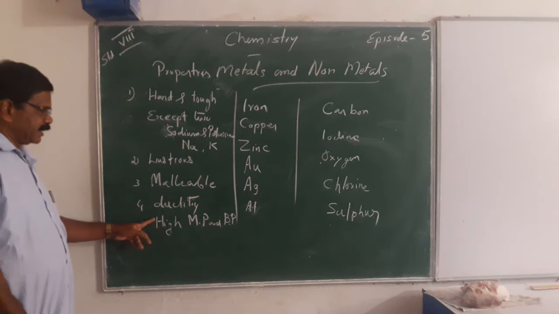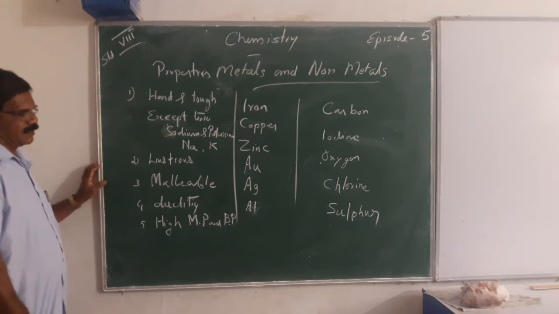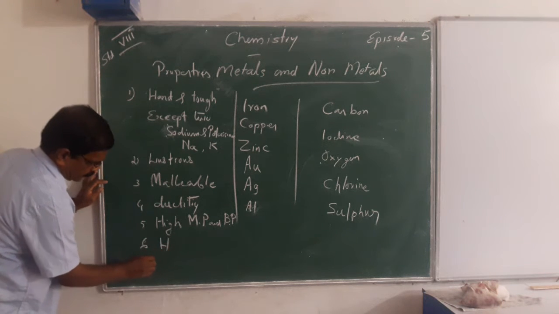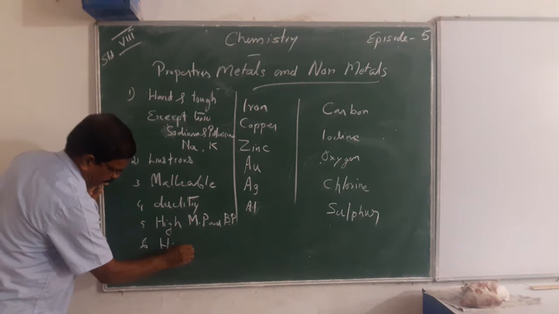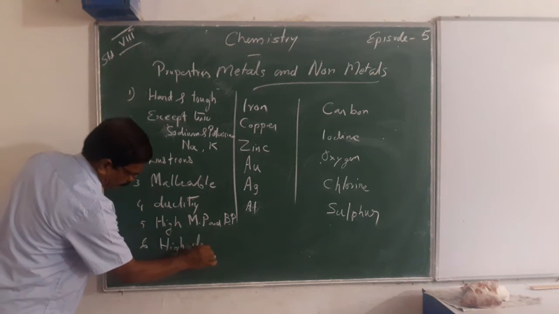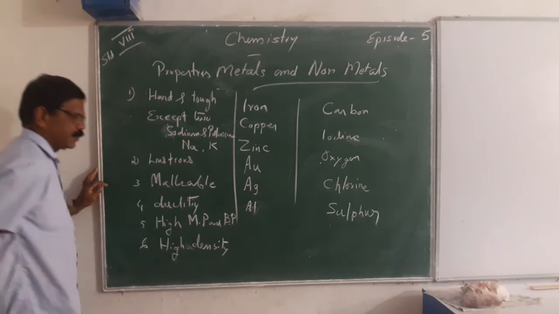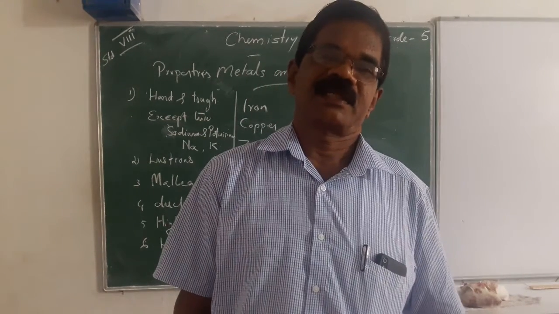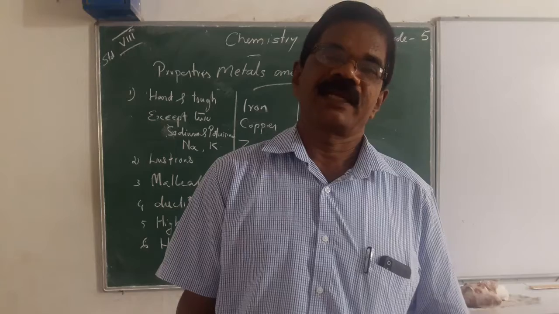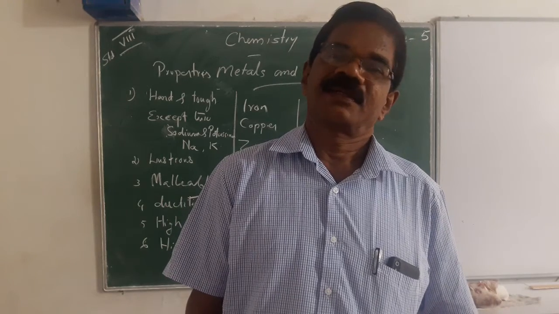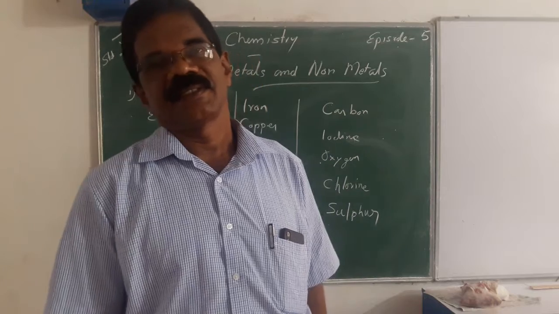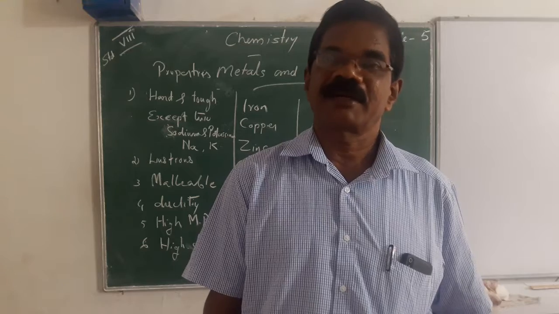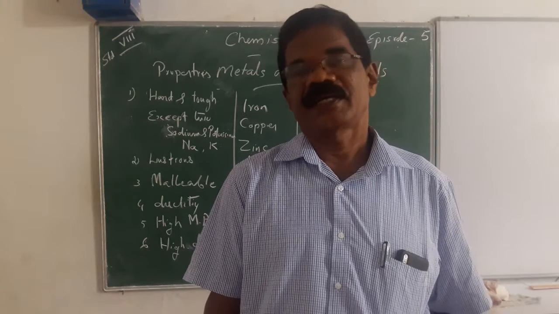So metals have a high melting point and high boiling point. Or they have high density. What does density mean? When you place an iron nail or a copper nail or a copper spoon on water, does it float over the water or not? It does not float. It immerses in the water. So it has high density.